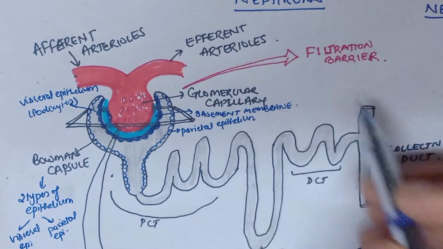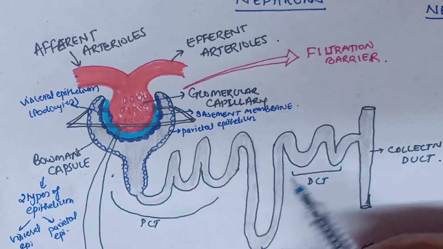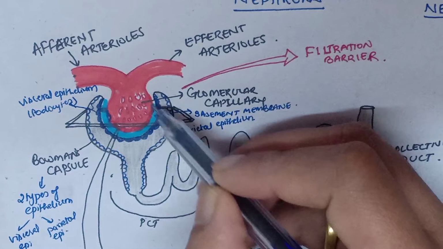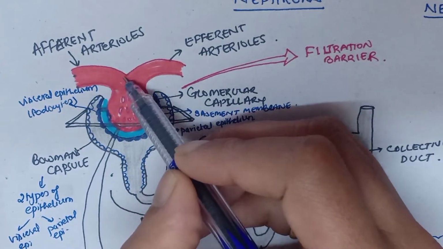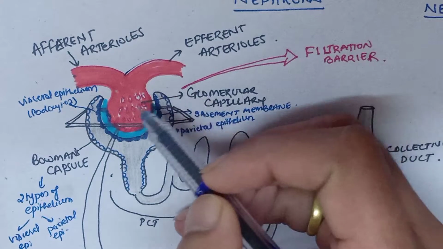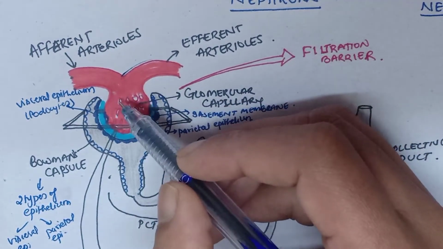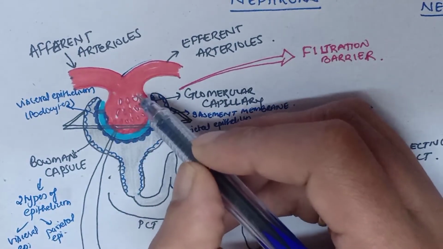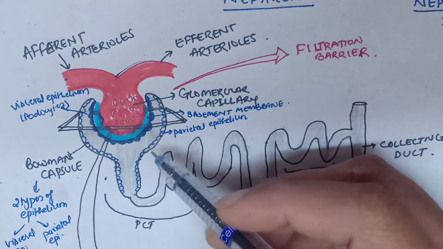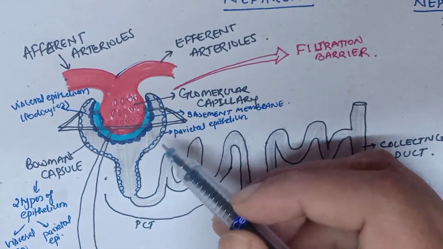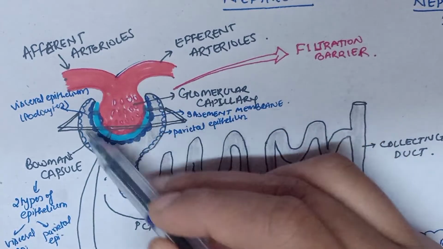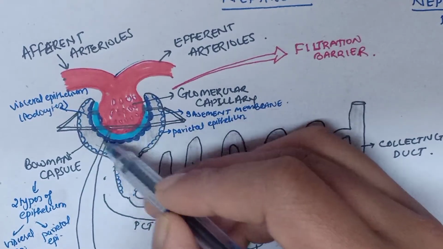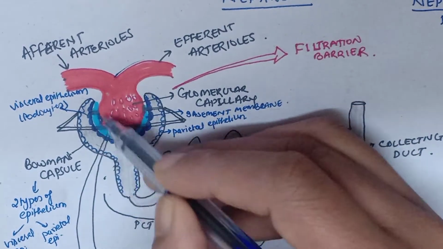So this is the nephron, and the nephron consists of 5 major parts. The first is the glomerulus capsule. This is the glomerulus. We have the afferent arterioles and the efferent arterioles. These afferent arterioles and efferent arterioles will form a capillary tuft. The glomerulus capsule contains the glomerulus and the Bowman's capsule. So this is the Bowman's capsule.